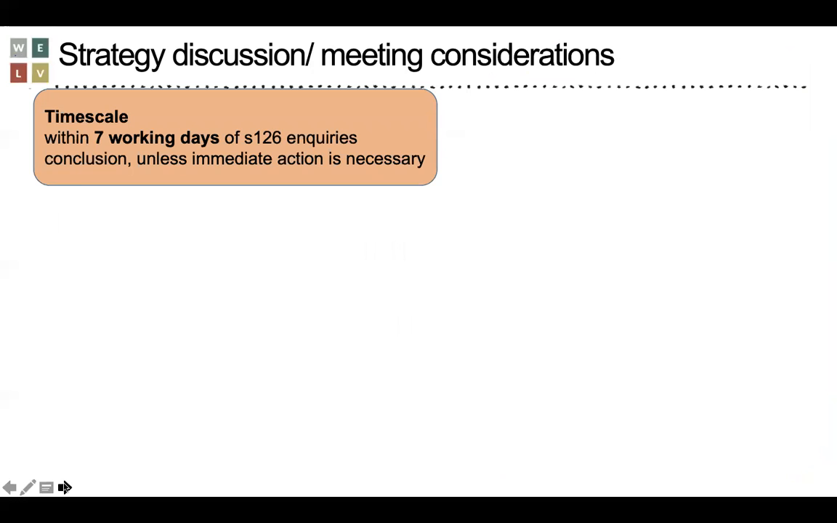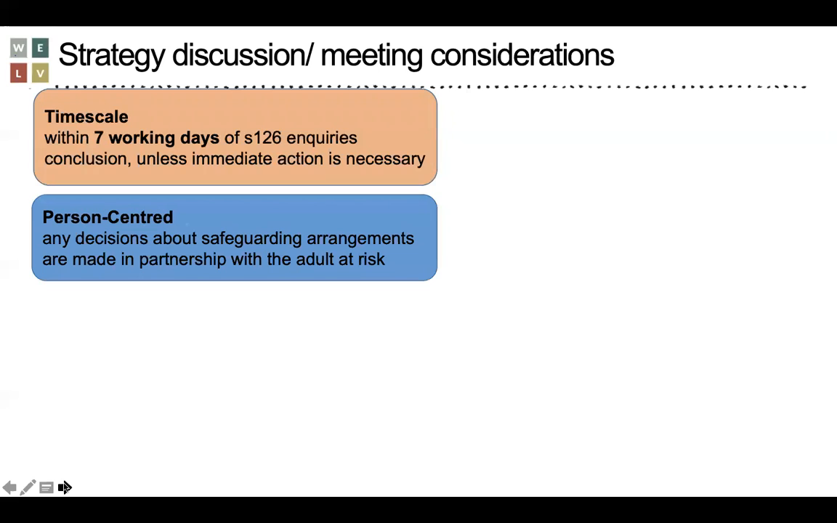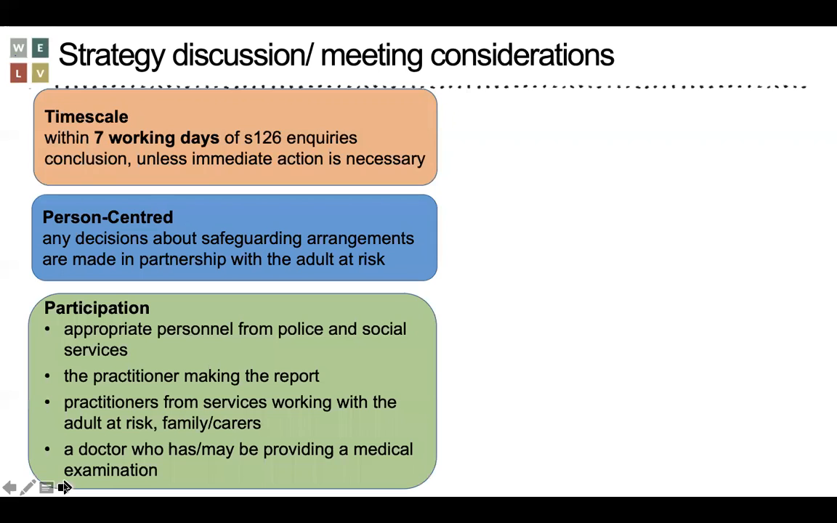The timescale set out in the procedures for holding the strategy discussion or meeting is 7 working days following the conclusion of the Section 126 inquiry, unless immediate action is necessary. It's important to remember that the strategy discussion or meeting needs to be person-centred. So any decisions about safeguarding arrangements will be made in partnership with the adult at risk. However, it is important to note at this point that the individual adult at risk will not take part in the strategy discussion or meeting.